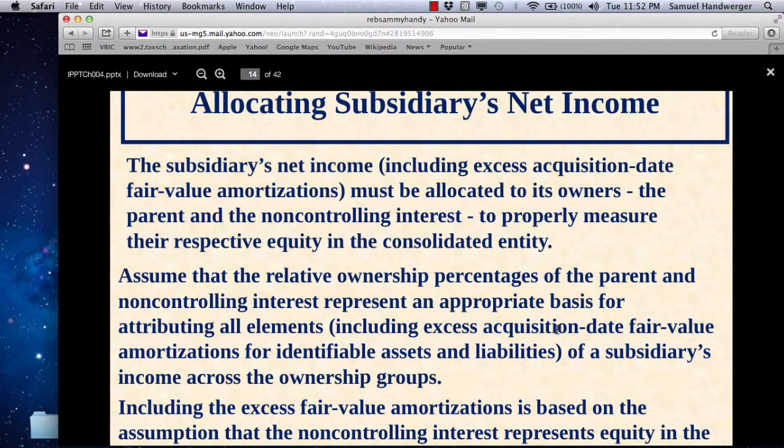Subsidiary's net income, including the excess acquisition date fair value amortizations. We're familiar with setting that up. It must be allocated to its owners. So its share of these acquisition date fair value amortizations will be allocated to the non-controlling interest. In fact, it'll be allocated to the parent and the non-controlling interest in their pro rata equity position.